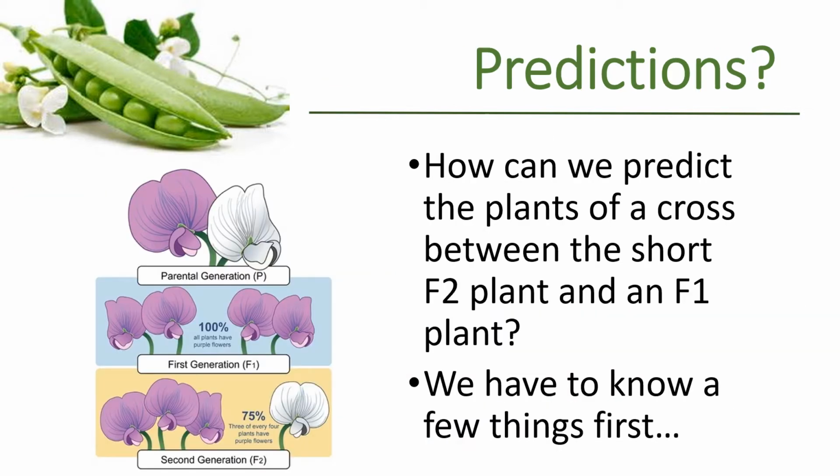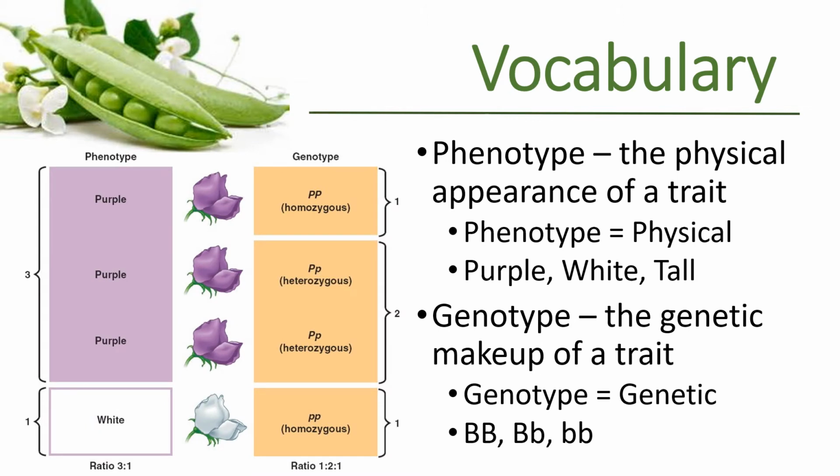So now that we notice that there are these patterns to inheritance, we can predict what might happen if we cross 2 plants. But first we have to know a few key terms. First is this term phenotype. This is what we use in genetics to say the physical appearance of the trait, the purple flower, the tall plant, the green seed, things like that. The way I remember it is the pH in phenotype matches the pH for physical.